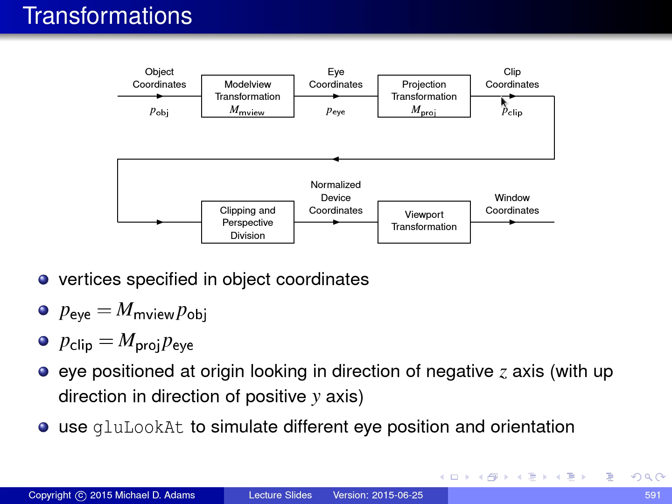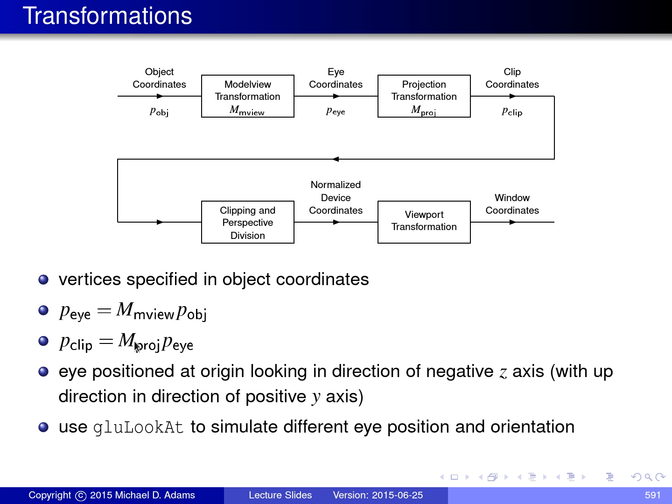Similarly, if you want to convert to clip coordinates, which is the output of the projection transformation after we project things from a three-dimensional world into a two-dimensional world, converting from eye coordinates to clip coordinates is done by multiplying by the projection transformation matrix, the matrix M subscript PROJ for projection. So if we have a point in eye coordinates and we want to convert to clip coordinates, we multiply by the projection matrix.